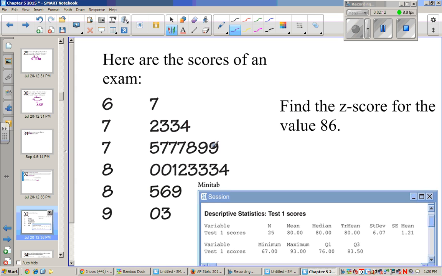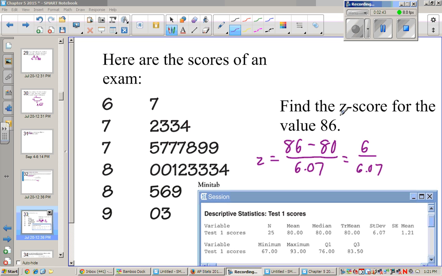For instance, if I want to find the z-score of 86 in this data set, I look at the data set. If I just had this, I would type it in and try to figure out these values. But since I'm prepared, I'm going to take our data point, 86, subtract out the mean, and divide it by my standard deviation. So when I do this, I get 6 divided by 6.07, which produces a value of 0.988. So pretty close to 1. So that's about 1 standard deviation above the mean.